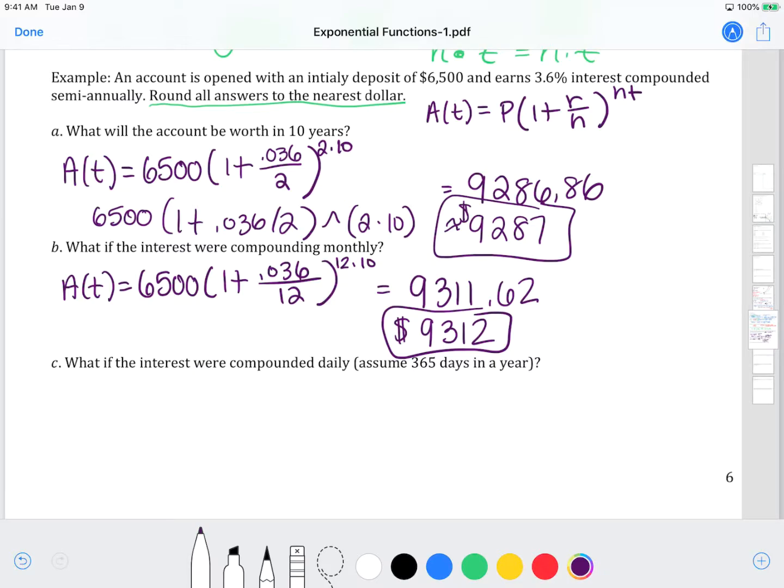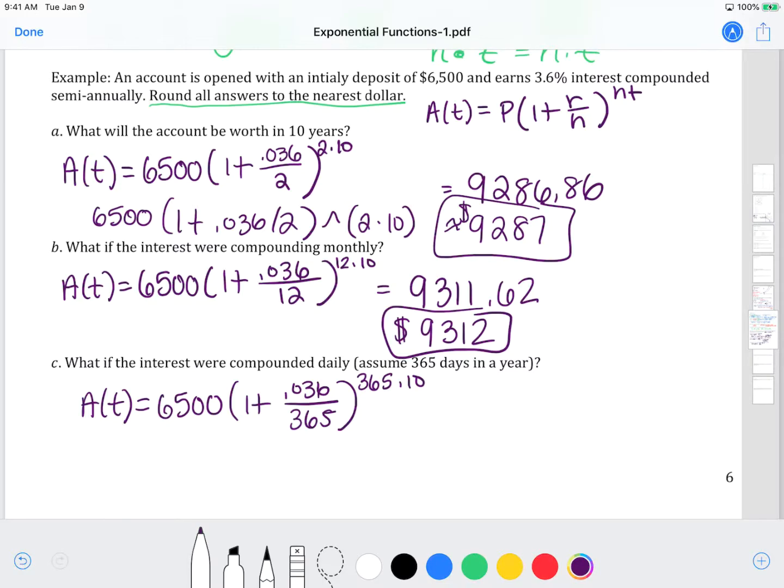Okay, what if the interest was compounded daily? Then same thing again. The only thing that changes is the number of times it's compounded a year, which would be our n. We're not going to worry about the leap year and the extra quarter of a day. We're just going to round it to 365 days, and we're going to put in n as 365. So my accumulated amount is going to be 6,500 times 1 plus 0.036 over 365, raised to the power of 365 times 10.